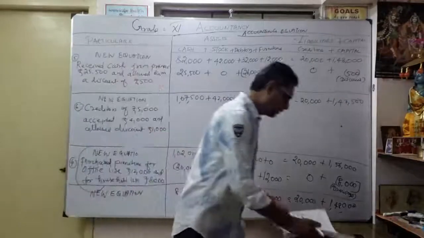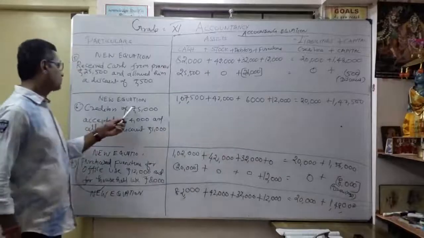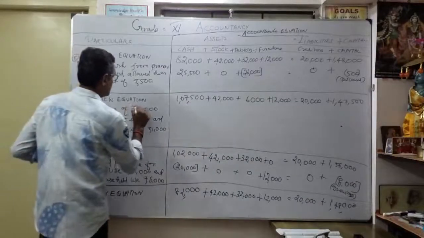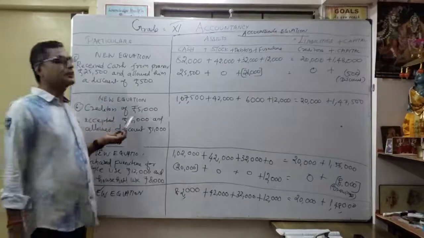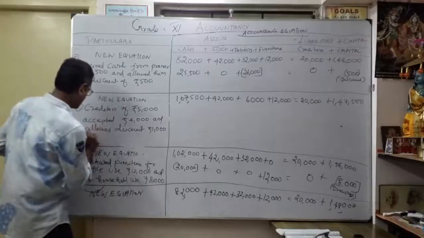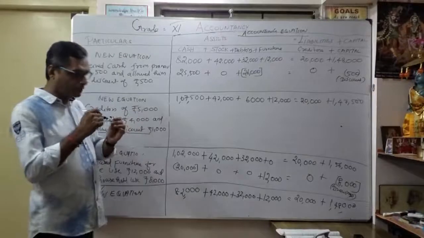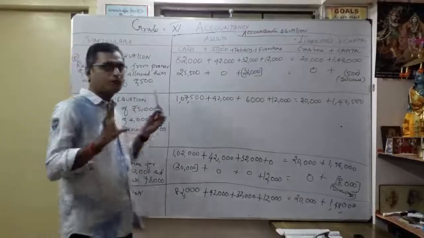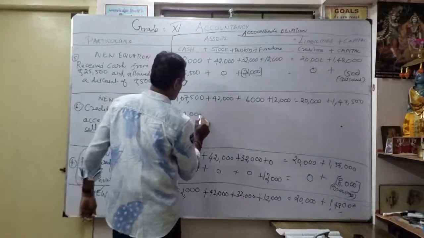Now you see what will happen. See what's the discussion here. Creditors of 5,000 accepted only 4,000. So we are ready to pay only 4,000. The remaining 1,000, the creditors considered what? Discount allowed. So how are we going to do this? Even though we owe 5,000, we will pay only 4,000. So naturally, the cash becomes reduced.